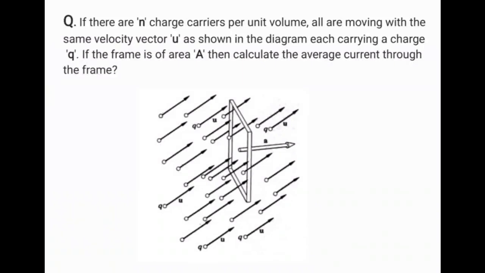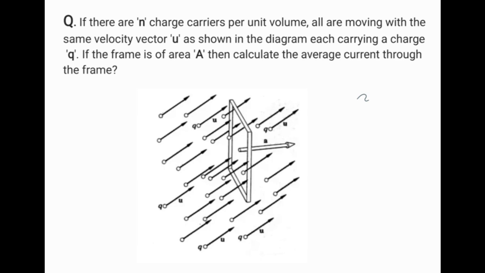So hello everybody, we are dealing with a very interesting problem. The problem states: if there are n charge carriers per unit volume and all are moving with the same velocity vector u as shown in the diagram, each carrying a charge q, and the frame is of area A, then calculate the average current through the frame.